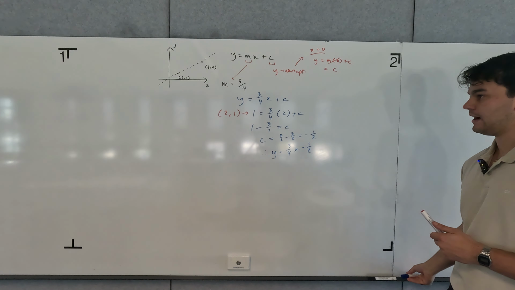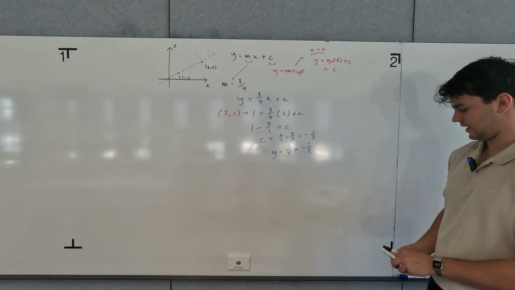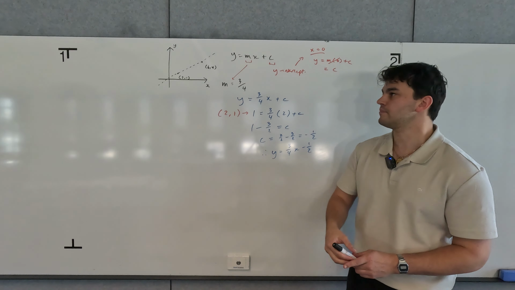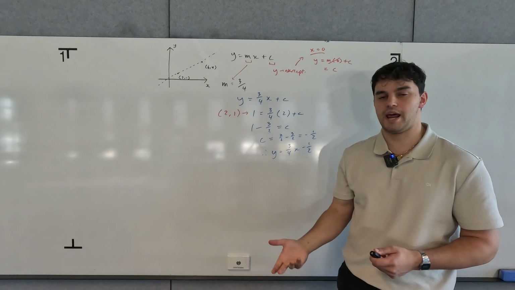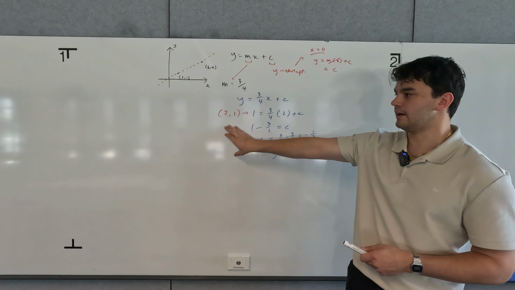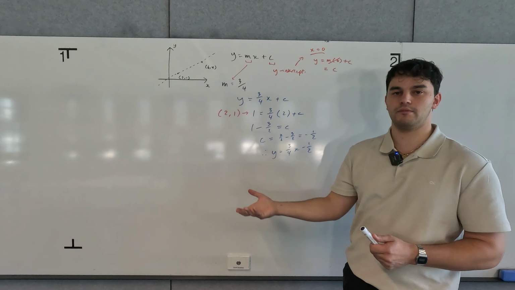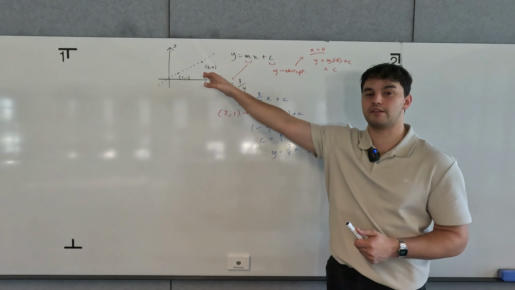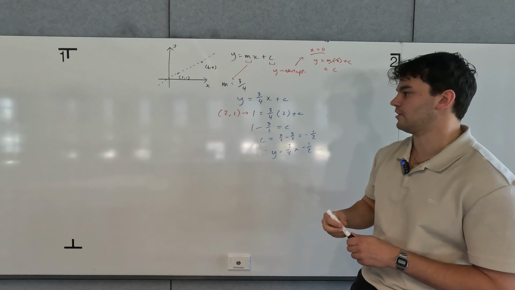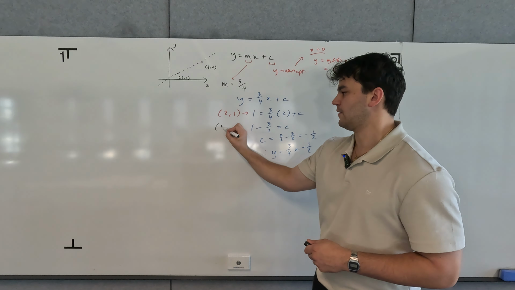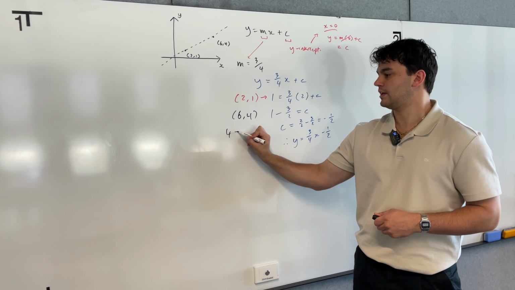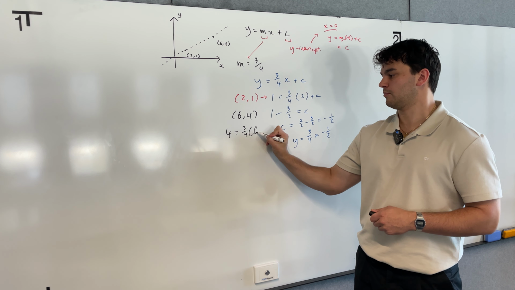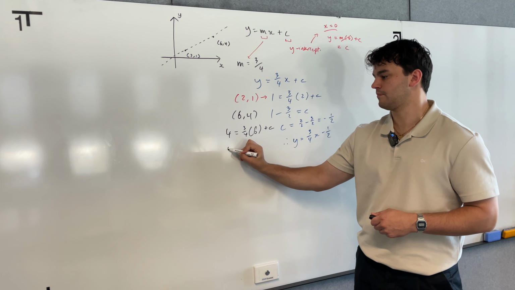Nice. Now, one question that I always get is when I have this type of problem and I have multiple different possibilities for points that I plug in, which one should I actually plug in? Now, it actually doesn't matter. I plugged in (2, 1) randomly, but I could have also plugged in (6, 4), and I would have got the same answer. So I could just prove that too. If I plug in (6, 4), what happens is I get 4 is equal to 3/4 multiplied by 6 plus c.